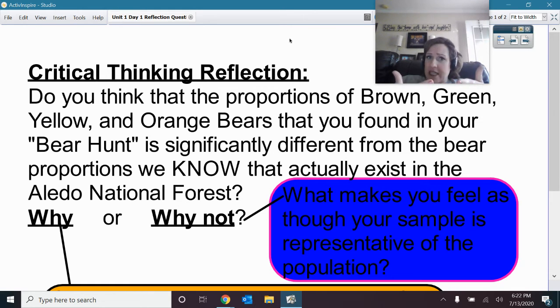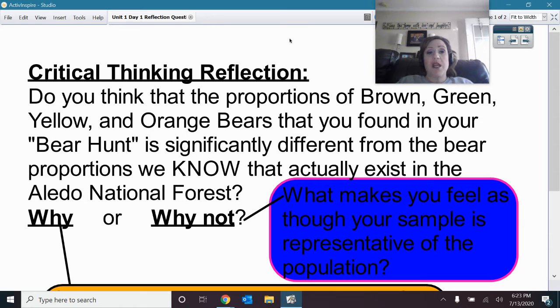We want to know, here's an example. Do you think that the proportions of the brown, green, yellow, and orange bears that you got when you went and did your little flyover, the proportion of those types of bears is significantly different from the proportion of those colored bears that we know we put out there in the Alito National Forest? Okay, so think about the results, the proportion numbers that you got. Are they pretty similar? Now, they're not going to be exactly the same. That just doesn't happen. Okay, are they pretty close? Or is there some kind of discrepancy that you notice? Okay, if so, maybe why do you think that's happening?